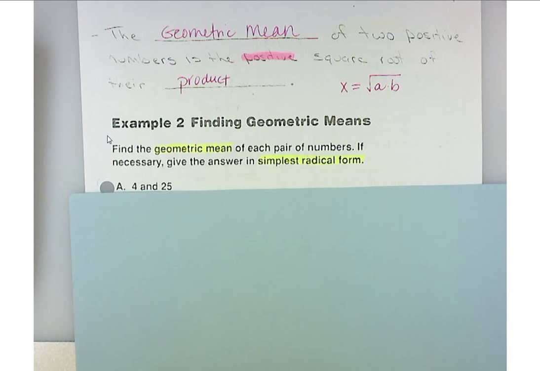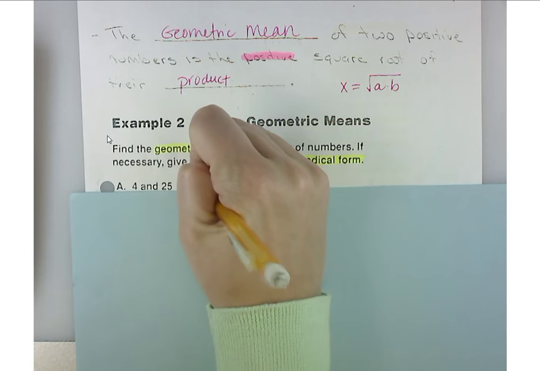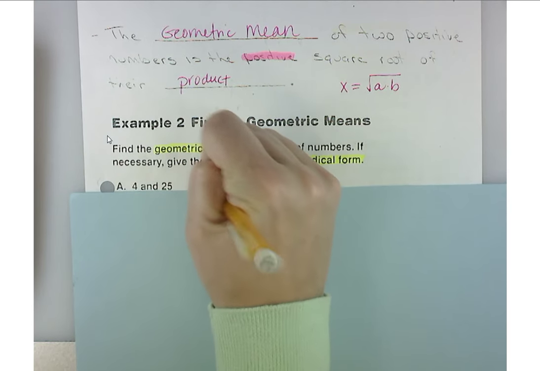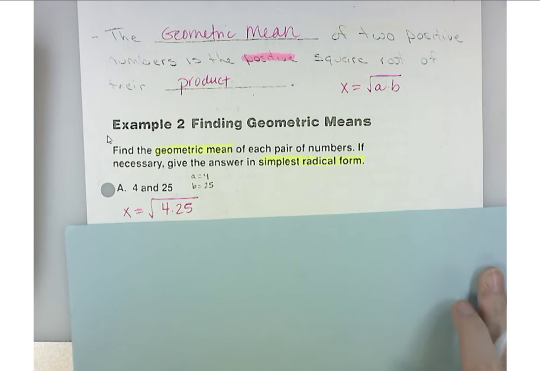So for part A, we're given 4 and 25. That's going to be our A value and our B value. If I think of A as 4 and B is 25, when I set this up, I'm doing x equals the square root of 4 times 25, which we know is what? 100, right? 4 times 25 is 100.